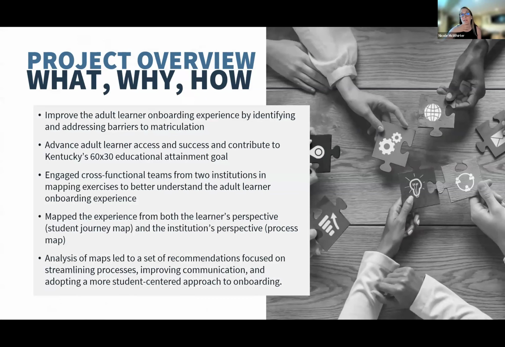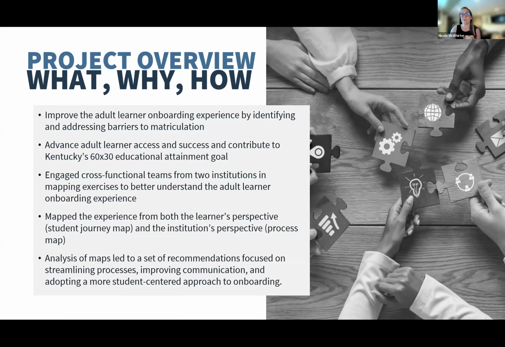So really quickly, the what, why, how of this project. It was designed to improve the adult learner onboarding experience by identifying and addressing barriers to matriculation. As I said, it's really focused on access and success and contributing to the 60-30 educational attainment goal. We engaged cross-functional teams from 2 institutions. It was a pilot to begin with, in mapping exercises. The 2 institutions that were selected after a call for interest were Northern Kentucky University and Kentucky State University.